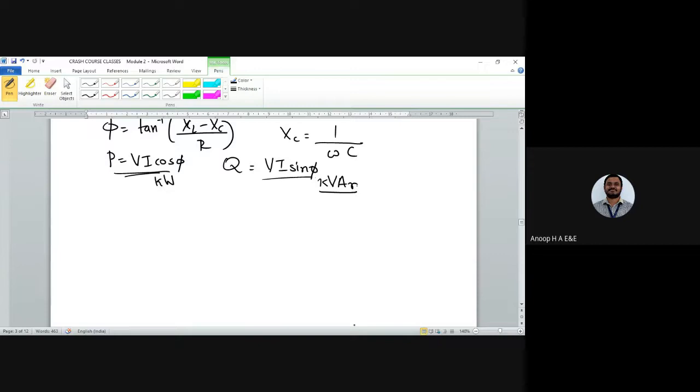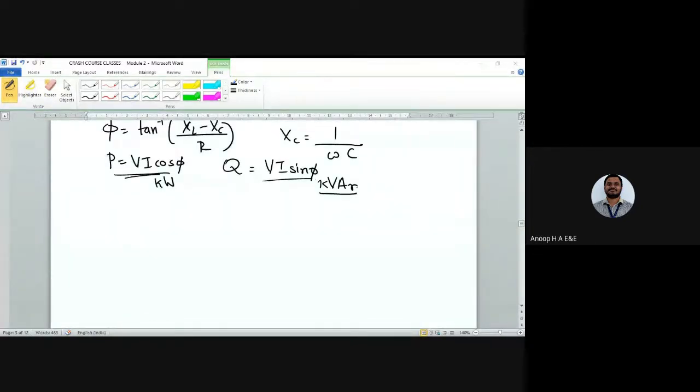Okay, any doubts up to this point regarding single phase AC circuits? Any doubts up to this point, anyone? Do let me know. Okay, shall we proceed to the next one, that is three-phase AC circuits? Yes, sir. Okay then.